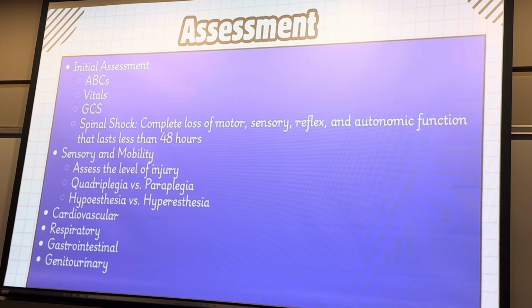So how am I going to fix that? Fluids, vasopressors. It all goes back to that neurogenic shock, right? Trying to increase that perfusion as much as possible. Trying to keep that mean arterial pressure above 65. That way I know that my perfusion is adequate enough.